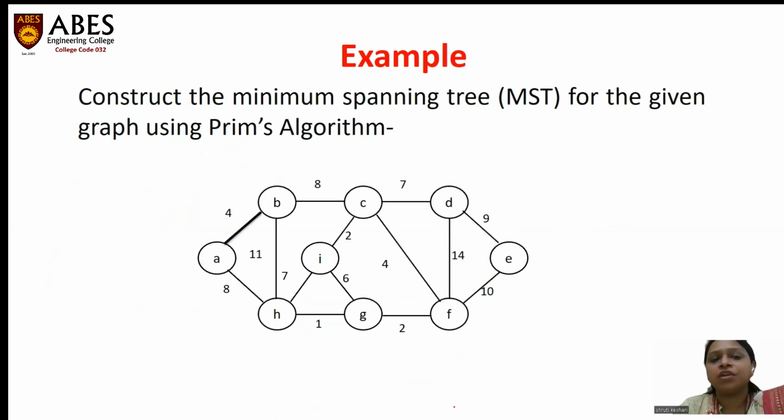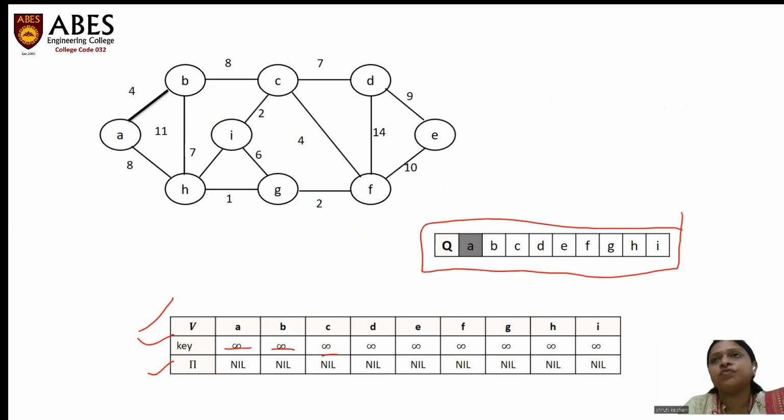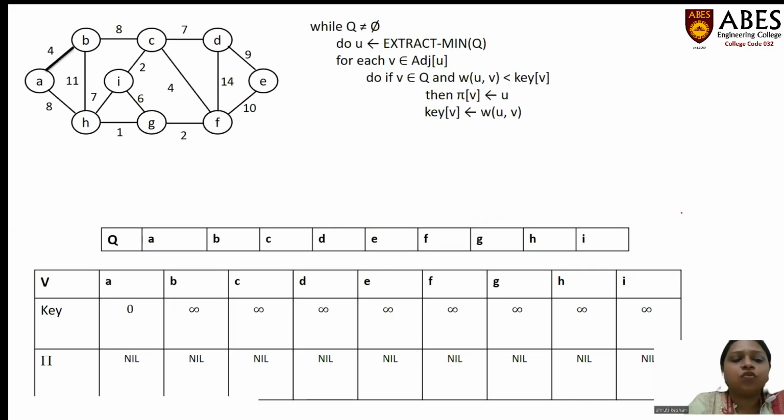Here I am taking an example in which you need to construct a minimum spanning tree by using Prim's algorithm. According to the algorithm, I have initialized these three things. First, your vertices and the key values initialized at infinity for each and every vertex, and the value of pi as nil, and this Q contains all the vertices which are yet to be included. Now suppose small a is the start vertex, then the key value of small a will become 0.